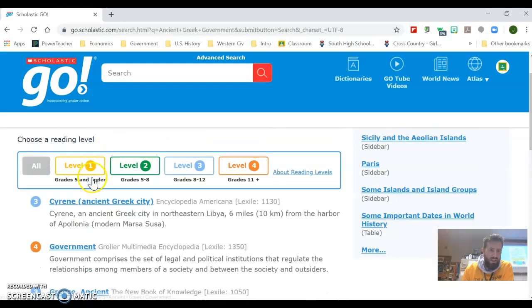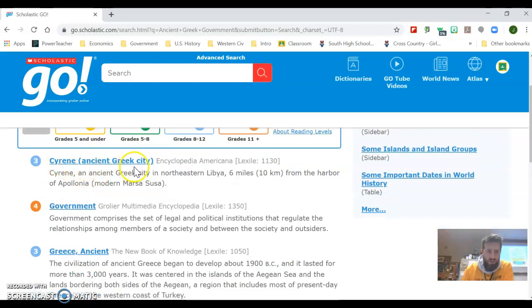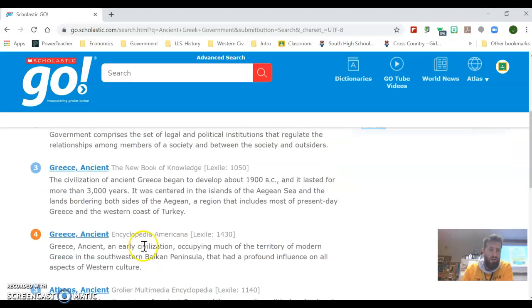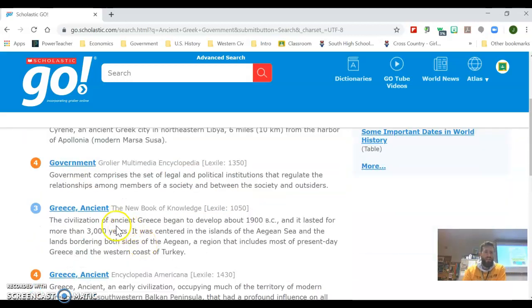So as I look at some of the titles here, Cyrene, Ancient Greek City, doesn't seem helpful. Government doesn't say anything about Greece, so I'm going to skip that one for right now. But this one, Ancient Greece. And as I read a little background about it, it sounds like, okay, this sounds like it could be helpful, right? So I'm going to take a look at this one here first.